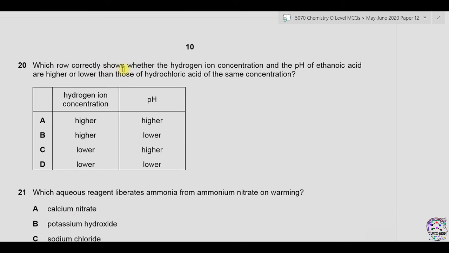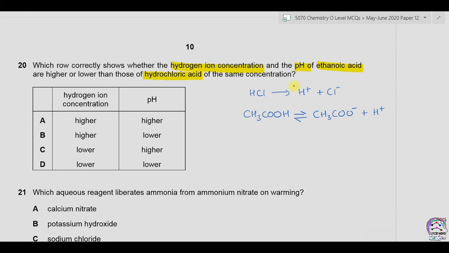Question 20. Which row correctly shows whether the hydrogen ion concentration and the pH of ethanoic acid are higher or lower than those of hydrochloric acid of the same concentration? As the concentration is the same, we have HCl and ethanoic acid, CH3COOH. HCl is a strong acid, so it will be converted into H+ ions and Cl- ions, while ethanoic acid is a weak acid, so it will only partially change into ethanoate ions and H+ ions.